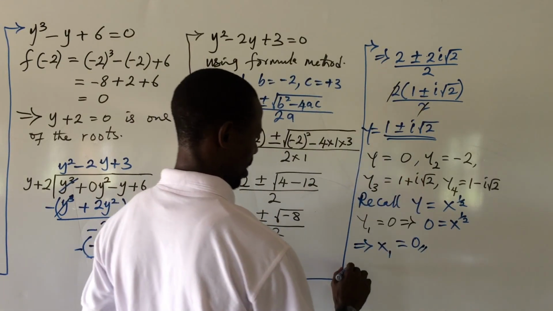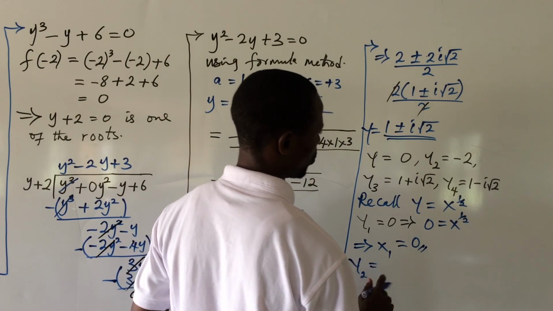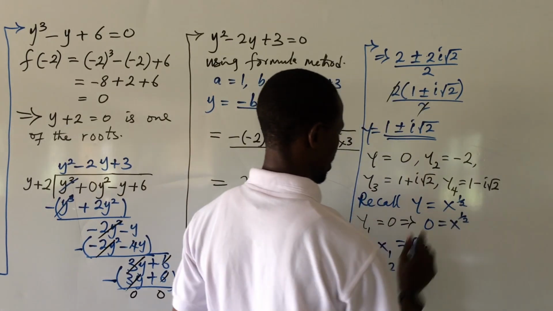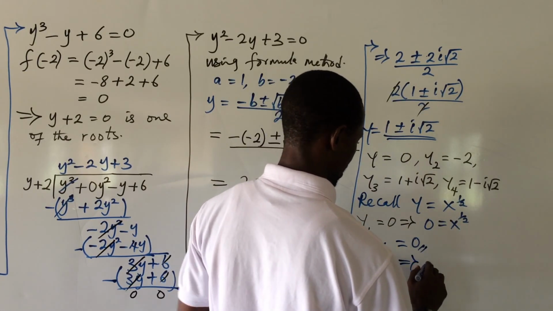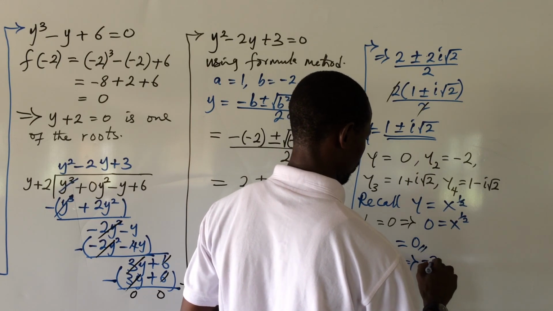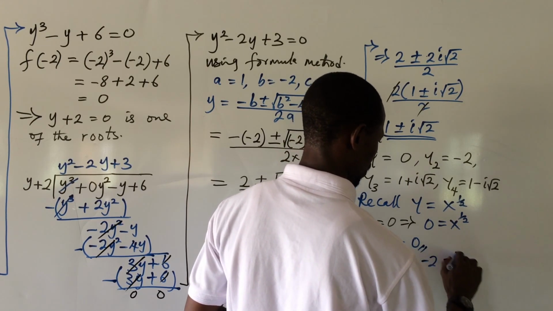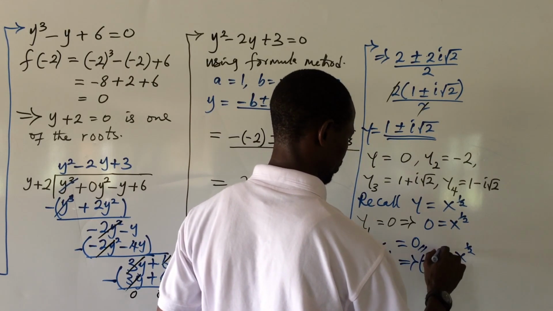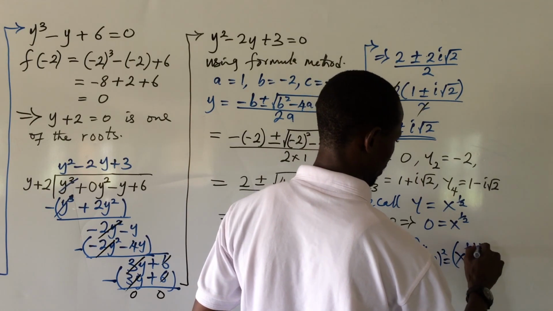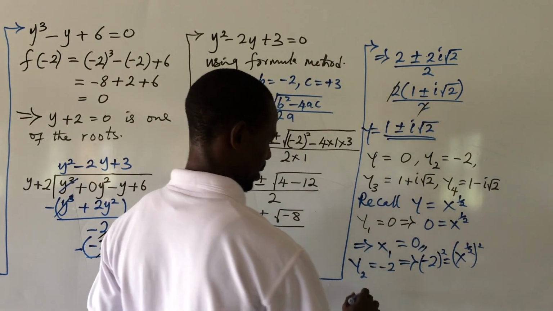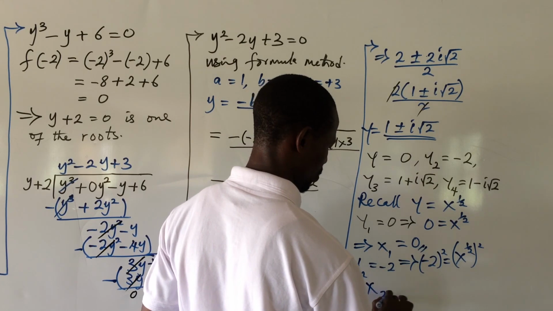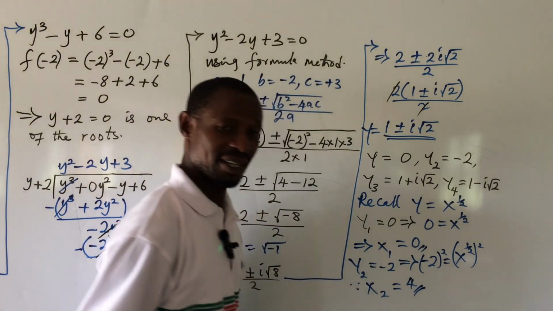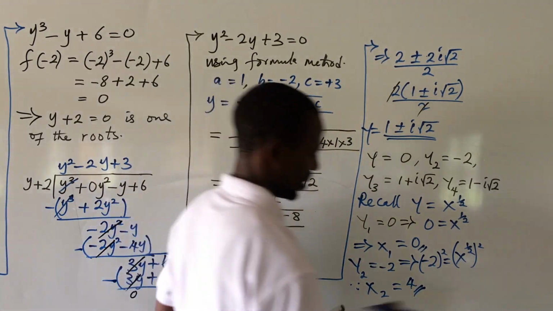The second one, we have y2 equal to minus 2. The value will now give us minus 2 equal to x to the power of 1 all over 2. If we square both sides, then this will take care of this. Therefore, our x2 is equal to 4. We continue again.